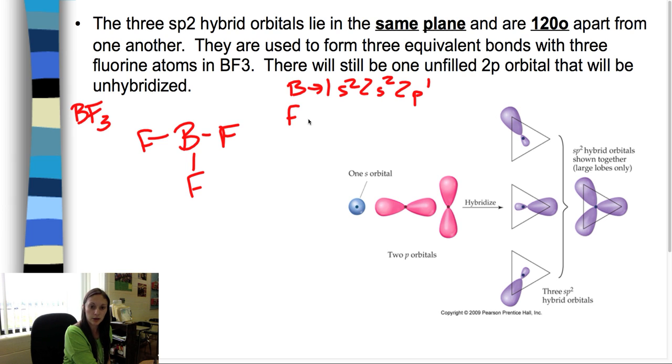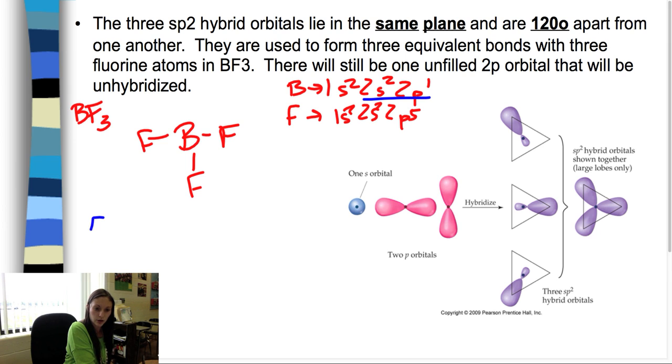And fluorine is the same as before with the 1s2, 2s2, 2p5. So boron only has one p open, and it needs to form 3 identical bonds. So what happens is we take boron, okay, boron is 2s2, 2p1.